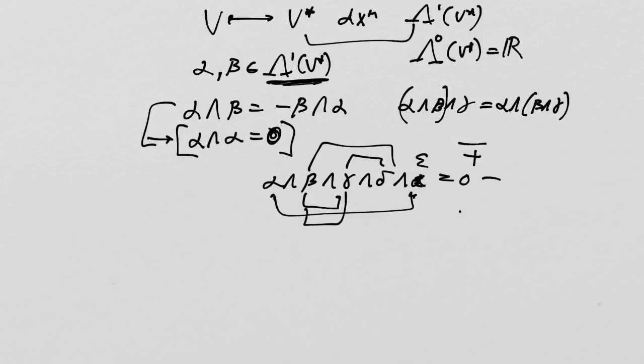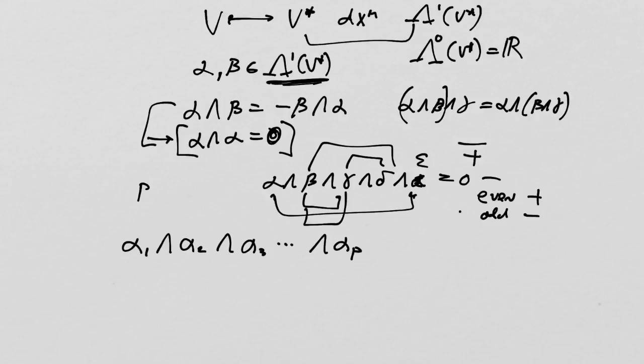If you have an even number of interchanges, the sign is positive. If you have an odd number, the sign is negative. And the way you usually see this written in books on this subject would be more like this. You would write a one form down, say alpha sub 1, wedge alpha sub 2, wedge alpha sub 3, ... wedge alpha sub p. So this would be a p form.